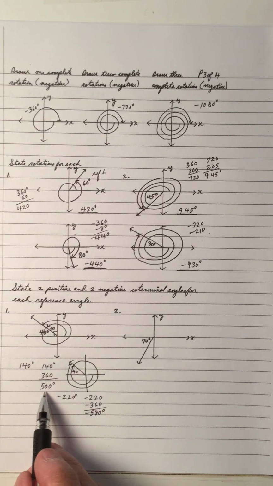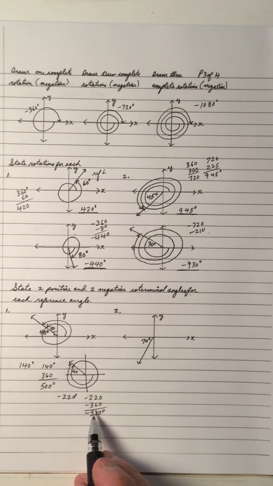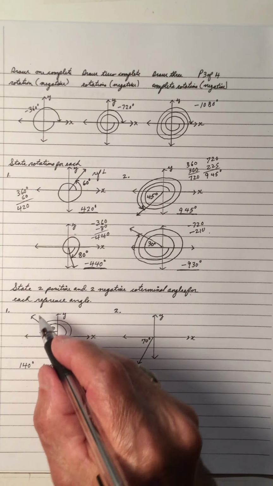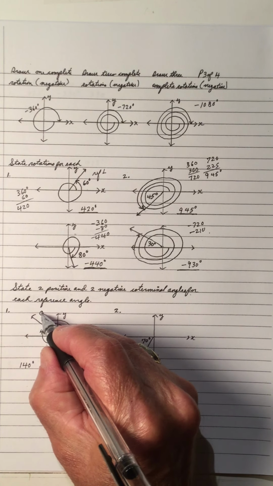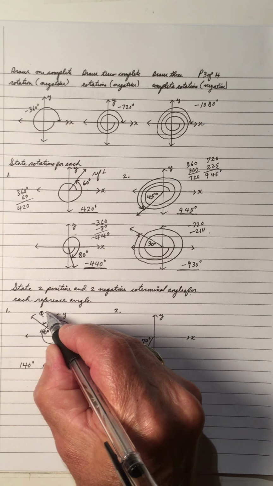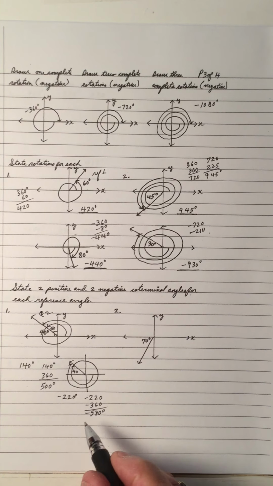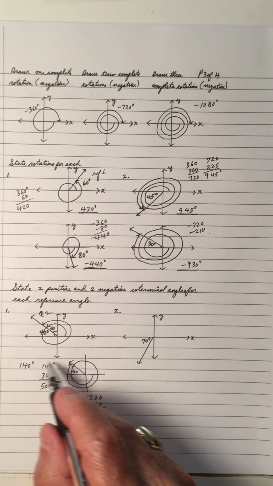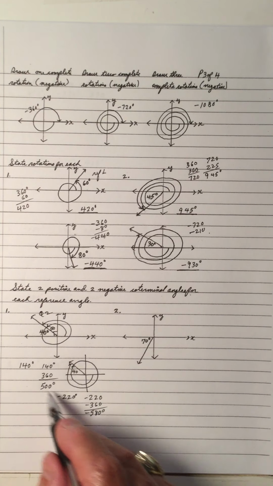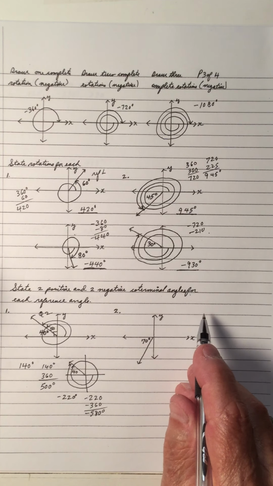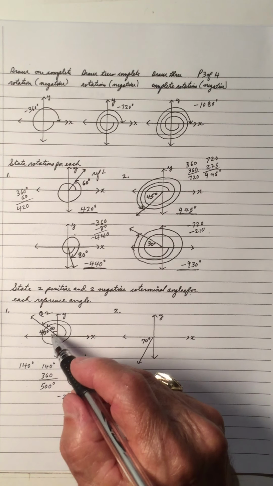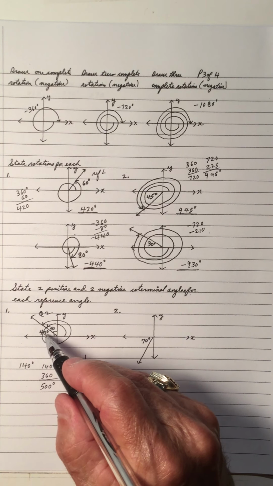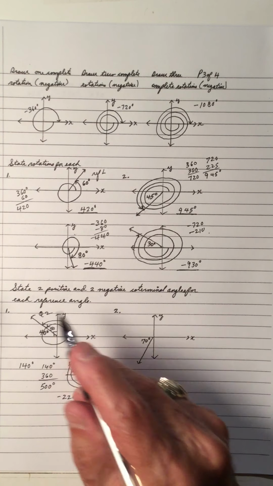So two positive ones, two negative ones, and they all have the same reference angle in quadrant 2. Notice this is quadrant 2. Because this is in quadrant 2 with a reference angle, these four angles are all coterminal. They all end up in the same quadrant, which is quadrant 2, with the same reference angle of 40. In other words, you got the same terminal arm.